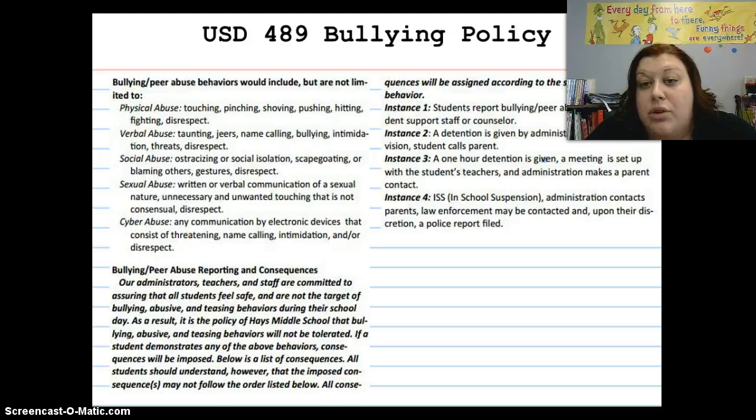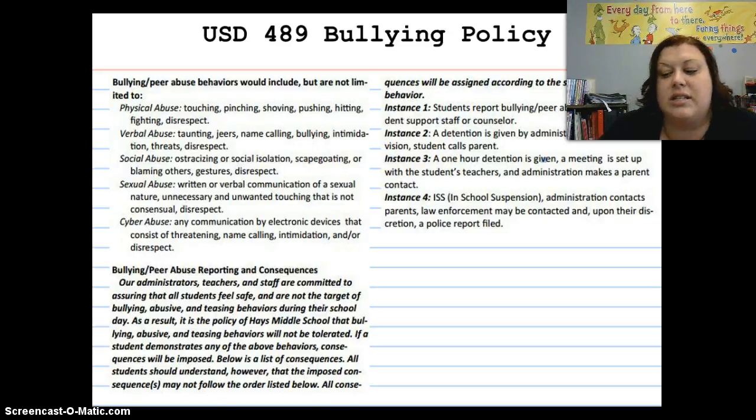It does also show the imposed consequences. The first is that the students report the bullying or peer abuse, and they are referred to the student support staff or counselor. The second is that a detention is given by administration under supervision. The student then has to call their parent. In instance 3, they have a one-hour detention and a meeting is set up with the students, teachers, and administration, who make a parent contact to let the parent know what's going on. In instance 4, there's an in-school suspension. Administration contacts parents. Law enforcement might be contacted, and at their discretion, a police report filed. So it is something that does carry serious implications.